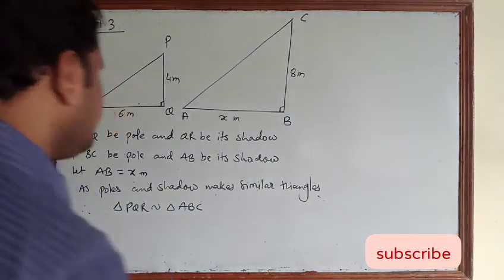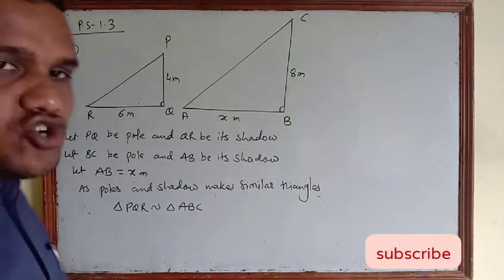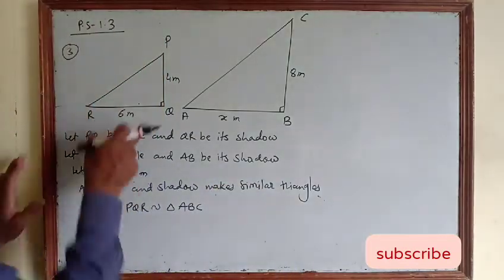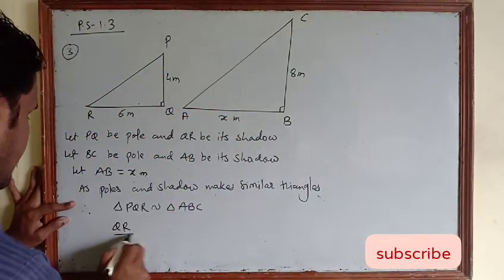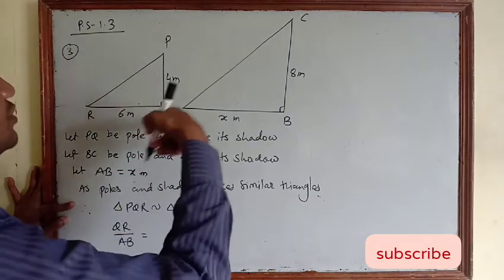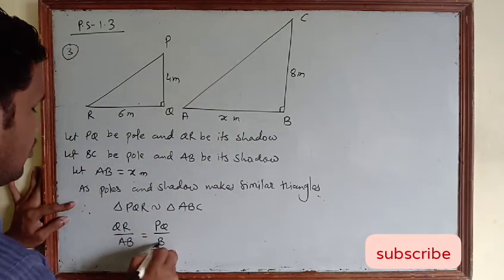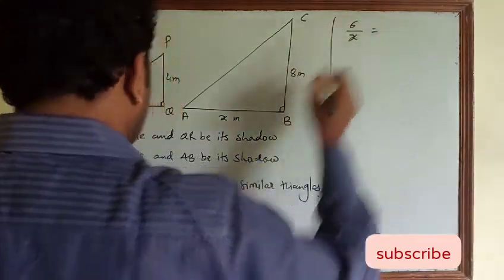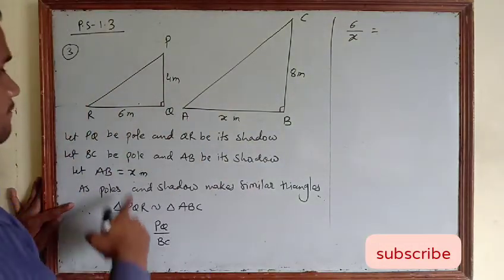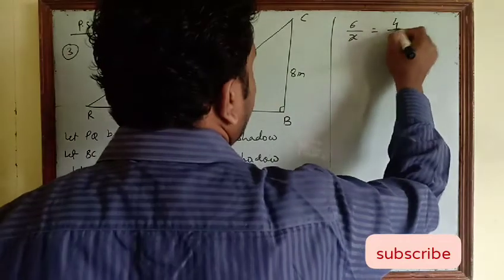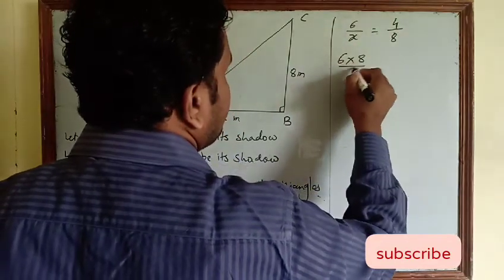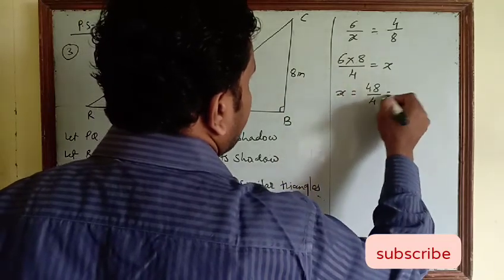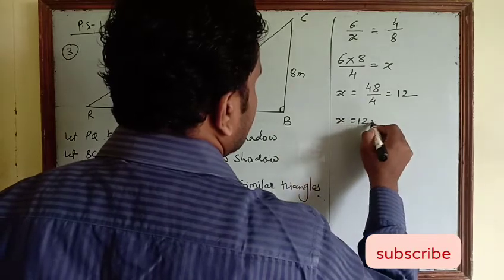As they are similar, we know that the ratio of sides are equal. If ratio of sides are equal, then triangles are similar. If triangles are similar, then ratio of sides are equal. So QR upon AB is equal to PQ upon BC. Now QR upon AB means 6 by X is equal to PQ upon BC, this is 4 by 8. So 6 into 8 by 4 is equal to X. X is equal to 6 8s are 48 by 4, and 12 4s are 48. So X is 12 meter.